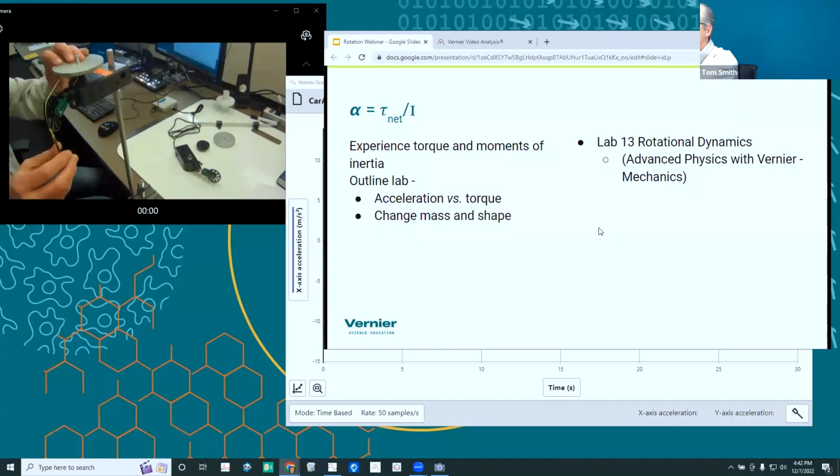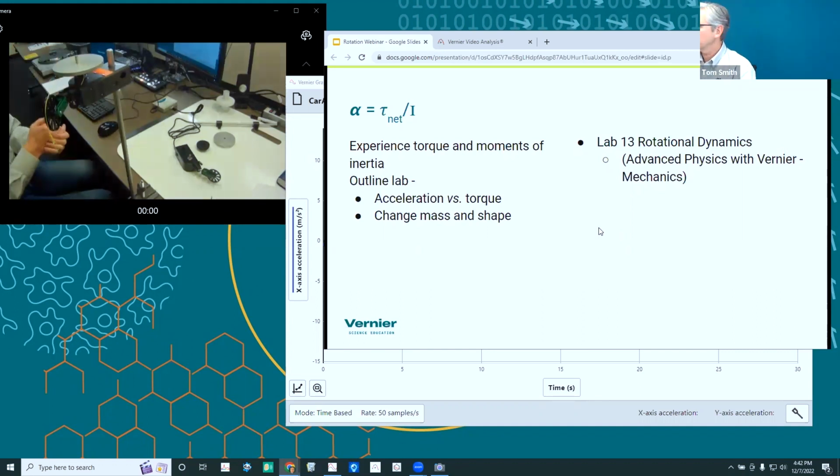We're going to use the rotary motion sensor to determine the angular acceleration of the disc as that mass pulls down. And then we'll do that with a variety of different masses so we can look at the effect of the torque, the net torque acting on the system.